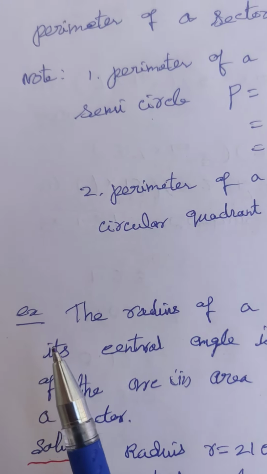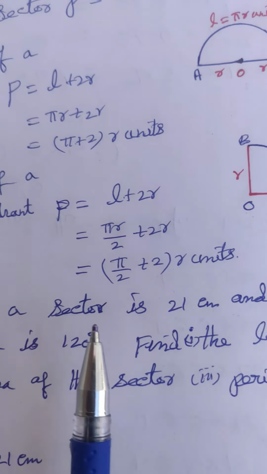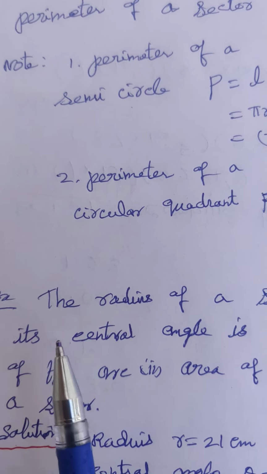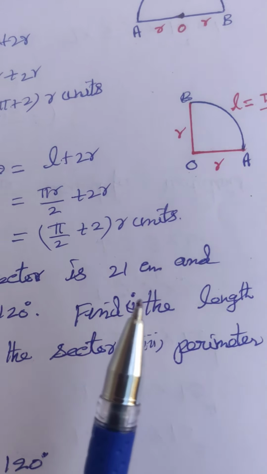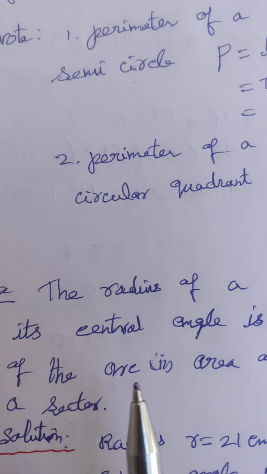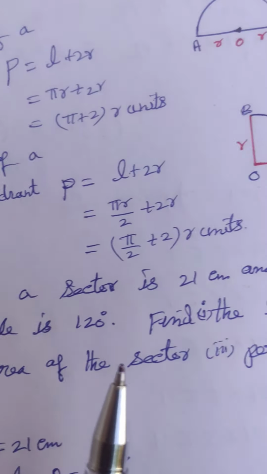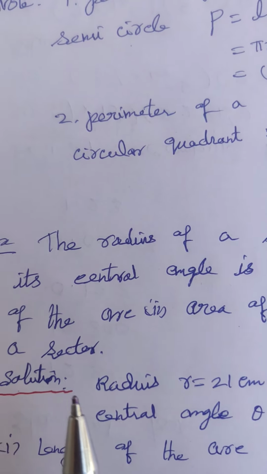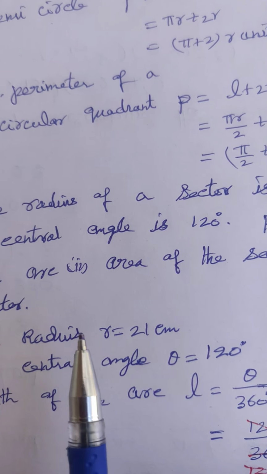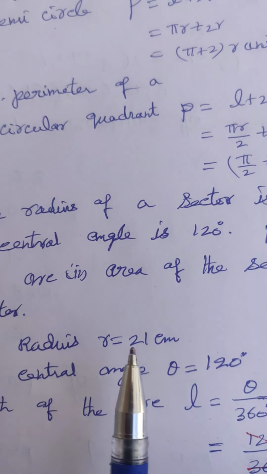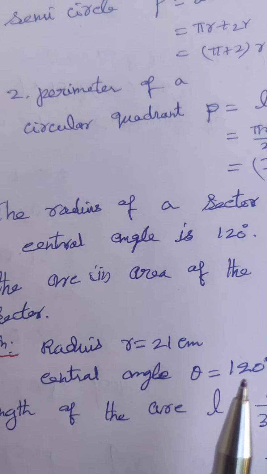Now we see one example. The radius of a sector is 21 centimeter and its central angle is 120 degree. Find 1, the length of the arc, 2, area of the sector, 3, perimeter of a sector. Solution. Now we take down the radius and the central angle. Radius R equal to 21 centimeter, central angle theta is 120 degree.